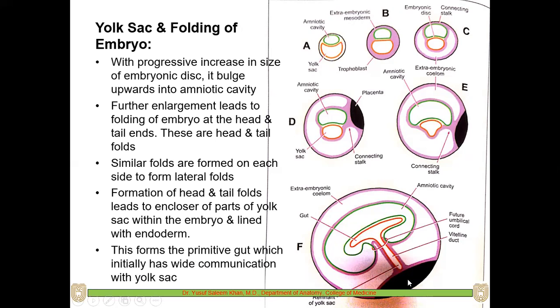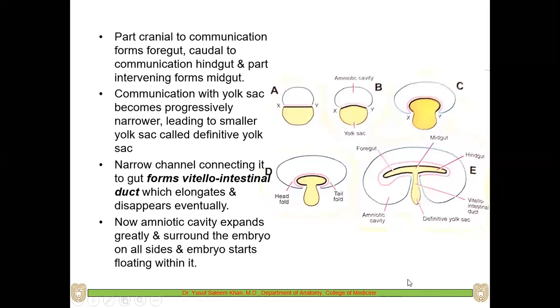Later, it becomes smaller and smaller, and we'll discuss all these things again in detail in future classes. This is the embryo straight. This is the bilaminar disc, then it becomes trilaminar. This is the amniotic cavity and yolk sac. With the development of the embryo, the amniotic cavity starts surrounding, and the yolk sac becomes smaller and smaller. As the embryo folds in the head and tail end, this cavity forms the gut, and there is communication with the yolk sac, but it becomes smaller and smaller.